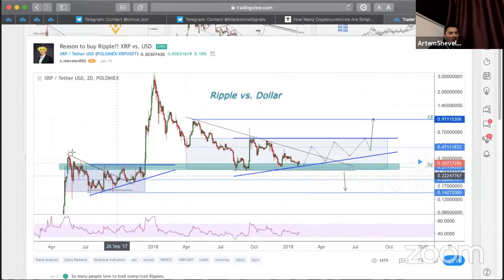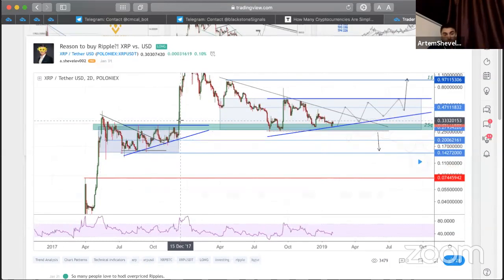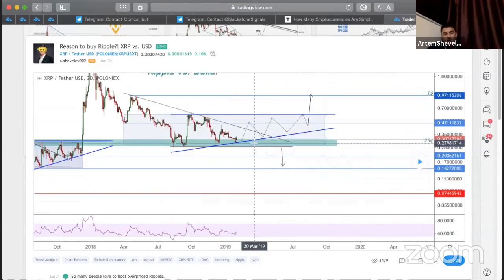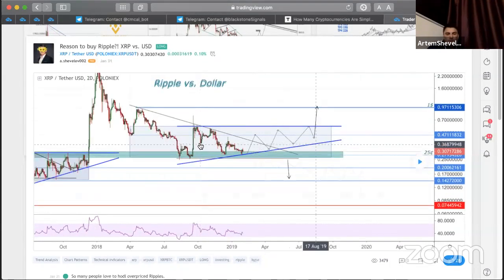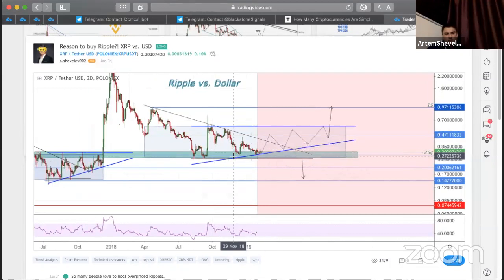We have a big pump. We have a correction after the big pump. And in this correction, the market makes an ascending triangle, which was bullish in those conditions. Right now, we have something pretty similar. Right now, we are waiting for a rebound here.